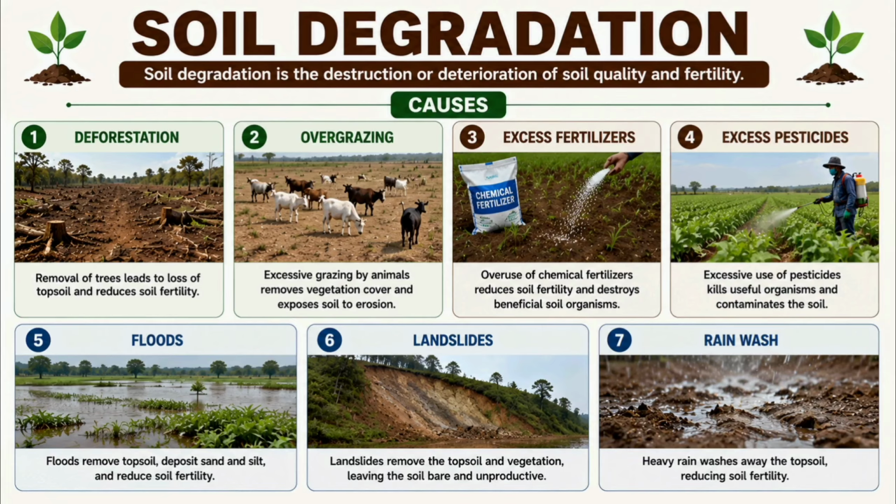Excess fertilizers: overuse of chemical fertilizers reduces soil fertility and destroys beneficial soil organisms. Excess pesticides: excessive use of pesticides kills useful organisms and contaminates the soil. Floods remove topsoil, deposit sand and silt and reduce soil fertility. Landslides remove the topsoil and vegetation, leaving the soil bare and unproductive. Rainwash: heavy rain washes away the topsoil, reducing soil fertility.